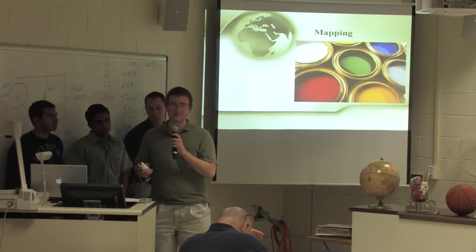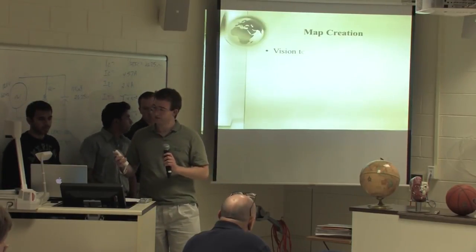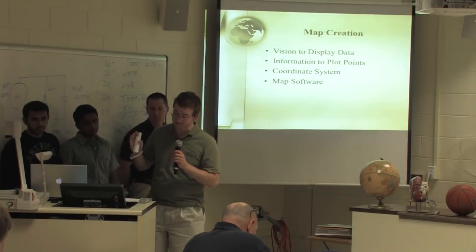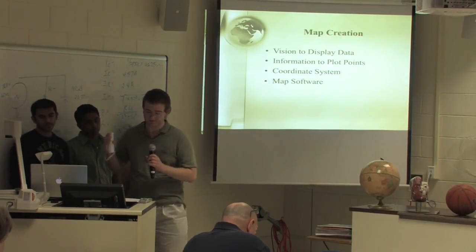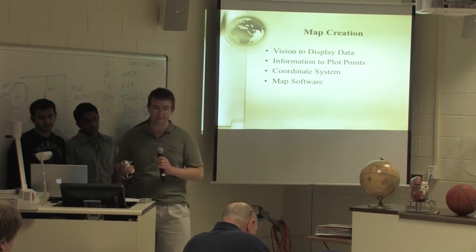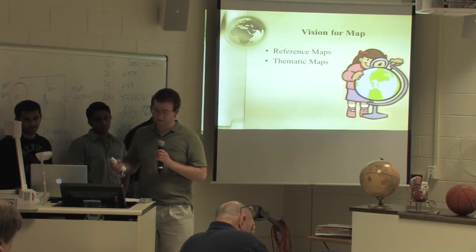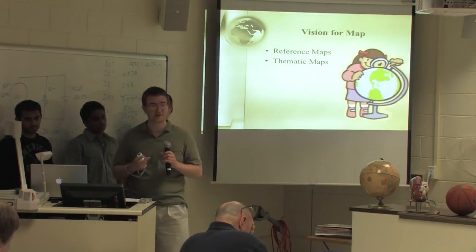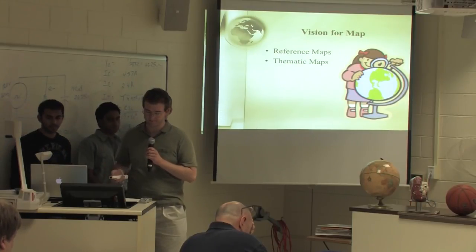Another important aspect is the mapping, creating the maps. There are multiple steps in this, which include a vision to display the data, knowing what your information is for plotting the points, as well as the coordinate system and map software to display all of your data. For the vision, you need to understand the data you're working with, and there are two types of maps, which include the reference map and the thematic map.